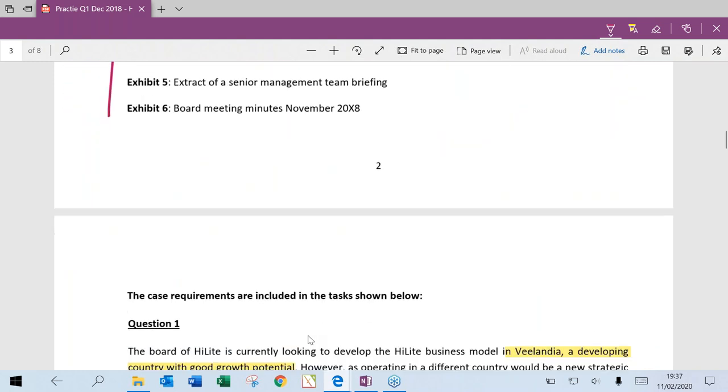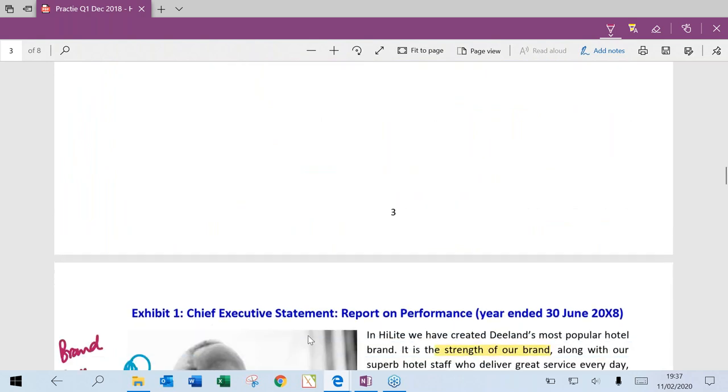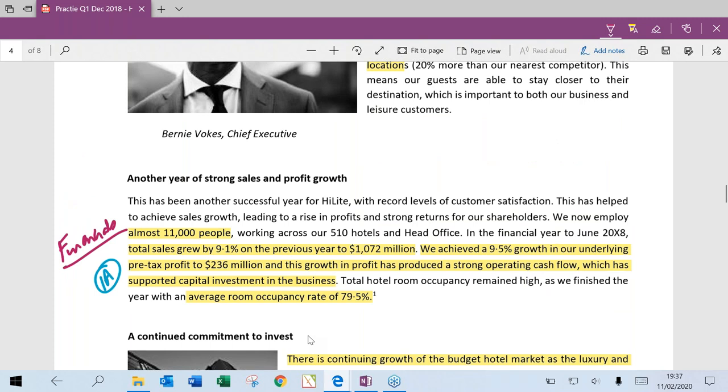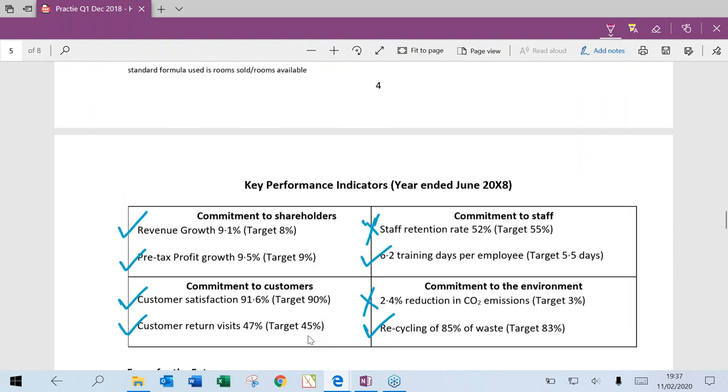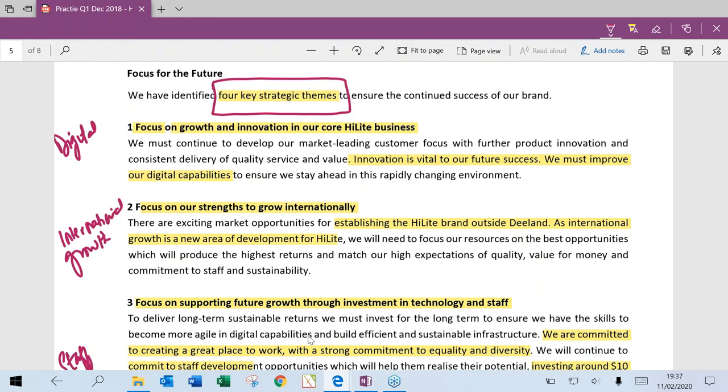And then anything else? Brand, staff, location, financials, digital. Again, I see competition something here. Let's read it: competitors' dynamics are changing through both traditional and disruptive channels. Okay, I like that. And then look at this one. Why did I circle this, international growth? The CEO himself is saying that the four key strategic themes for the future are A, B, C, D, and one of the four themes is international growth.